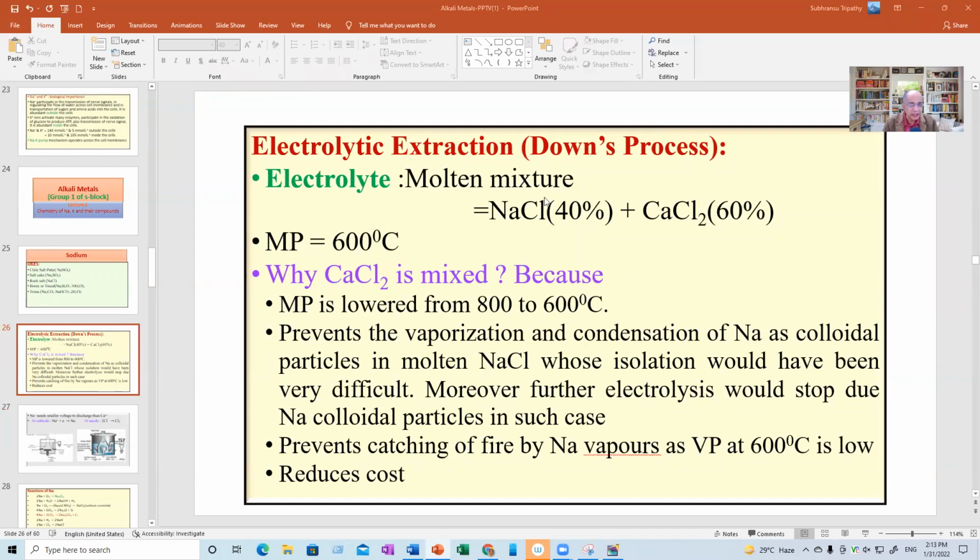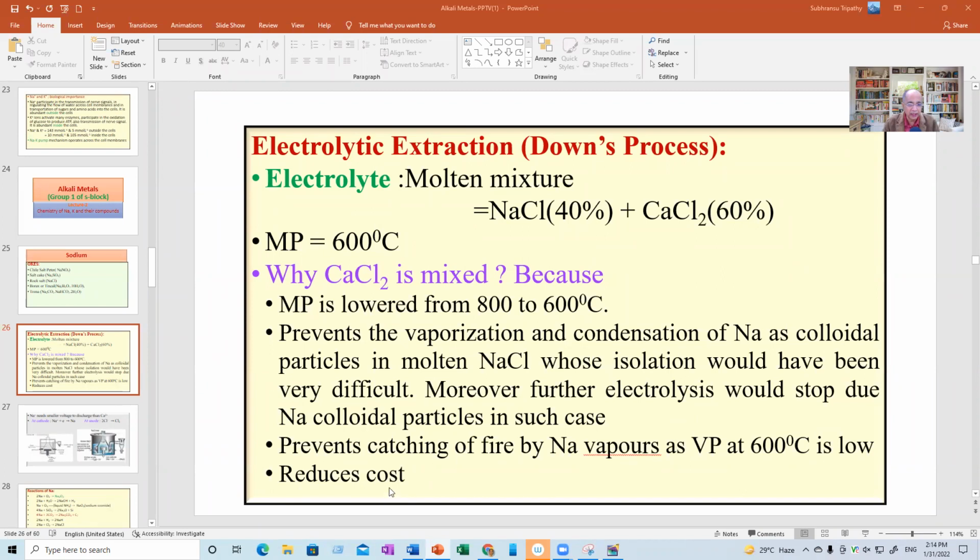Now, sodium is extracted by the Downs cell, an electrochemical cell, where a mixture of solid sodium chloride and solid calcium chloride is melted, and the melting point is less than the melting point of pure sodium chloride. Pure sodium chloride melts at 800 degrees Celsius, while this mixture melts at 600 degrees Celsius, 200 degrees less. And the question is, why is calcium chloride mixed? Obviously, to lower the temperature and reduce the cost.